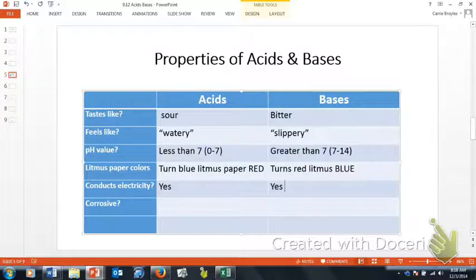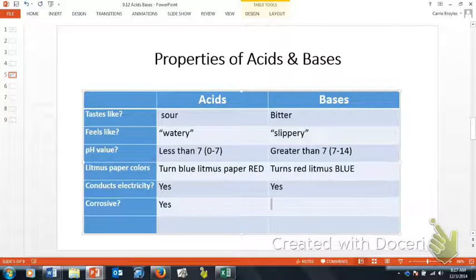And once again, bases conduct electricity because it is a negative ion. Are they corrosive? The answer to acids is yes, it is corrosive, and we'll talk about what corrosive means here in just a second. But if you have ever felt burning of your skin whenever you had lemon juice on it, or if it got in your eye, that is the idea of it being corrosive. We'll give a more technical definition here in just a second.